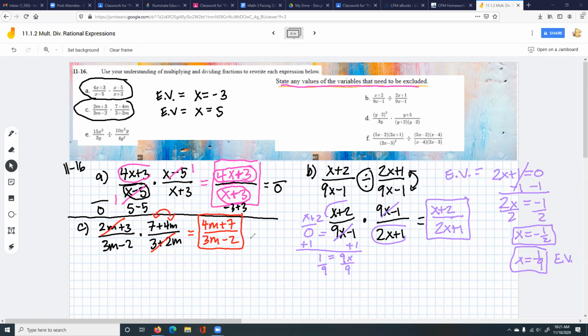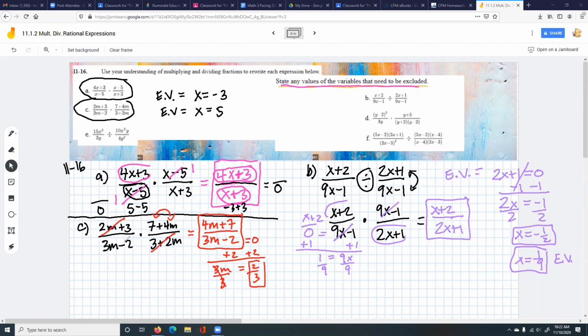We need to find an excluded value. So I'm going to set the denominator equal to 0 and solve it. I'm going to add 2 to both sides. 3m equals 2. And then I'm going to divide by 3. So one of the excluded values is 2/3. m equals 2/3. You're not allowed to have that.